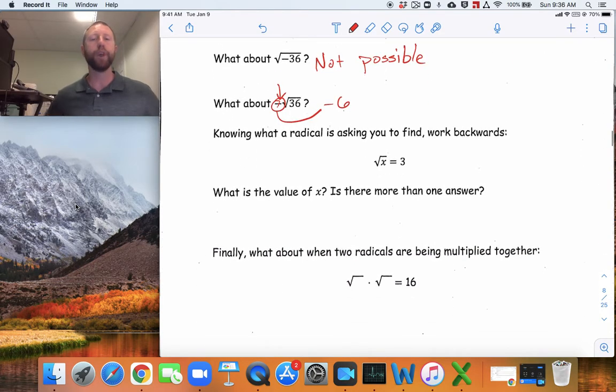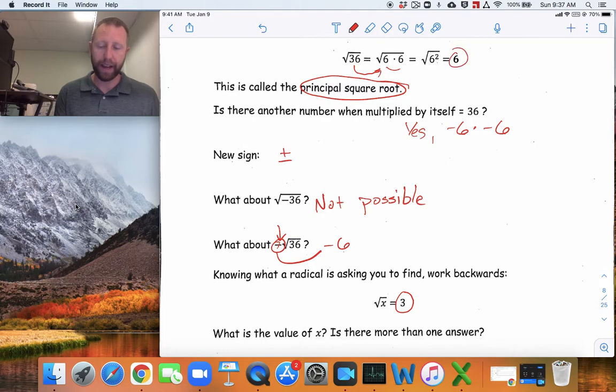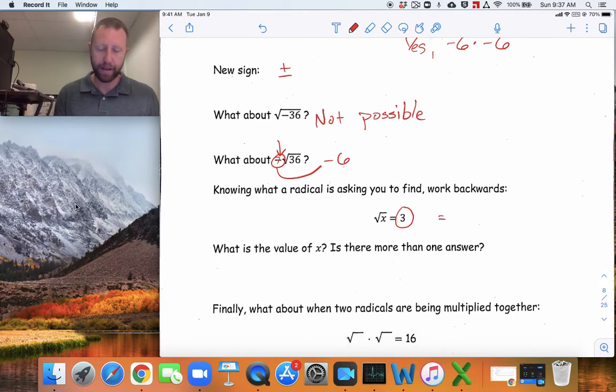So it says here, knowing what a radical is asking you to find, work backwards. So what if I have the answer? I know the square root of some number is equal to 3. Well, what are they saying there? Remember, if I go back to the notes, what they're really saying is, whatever that answer is at the end, that's supposed to be multiplied by itself under the radical symbol. So really, this is saying the square root of 3 squared, right? Because the square root symbol and the squared symbol cancel each other out. That's how we got an answer of 3.